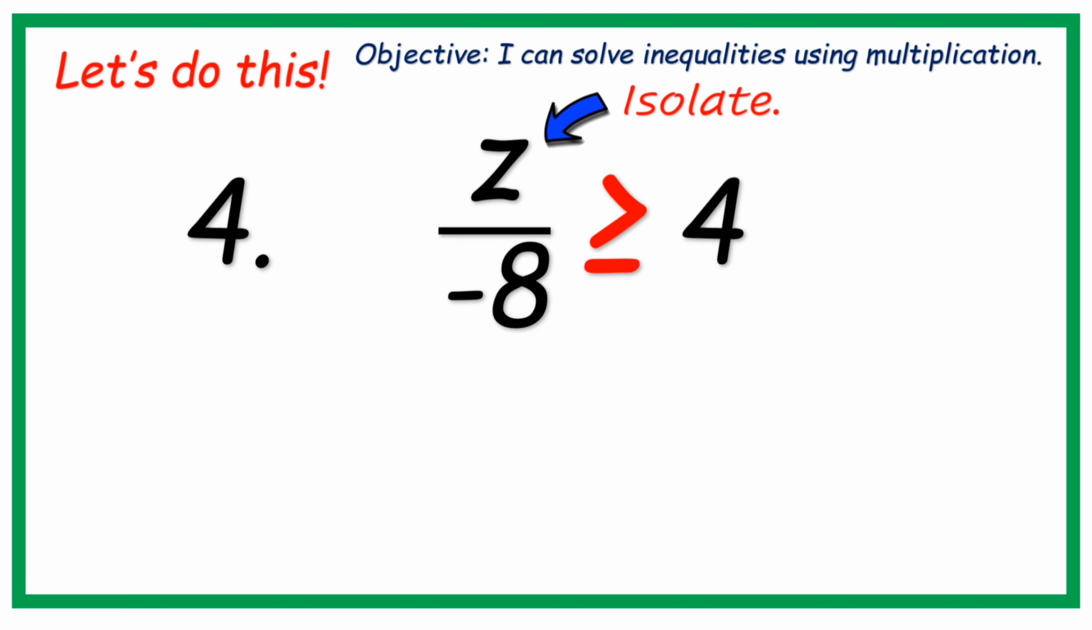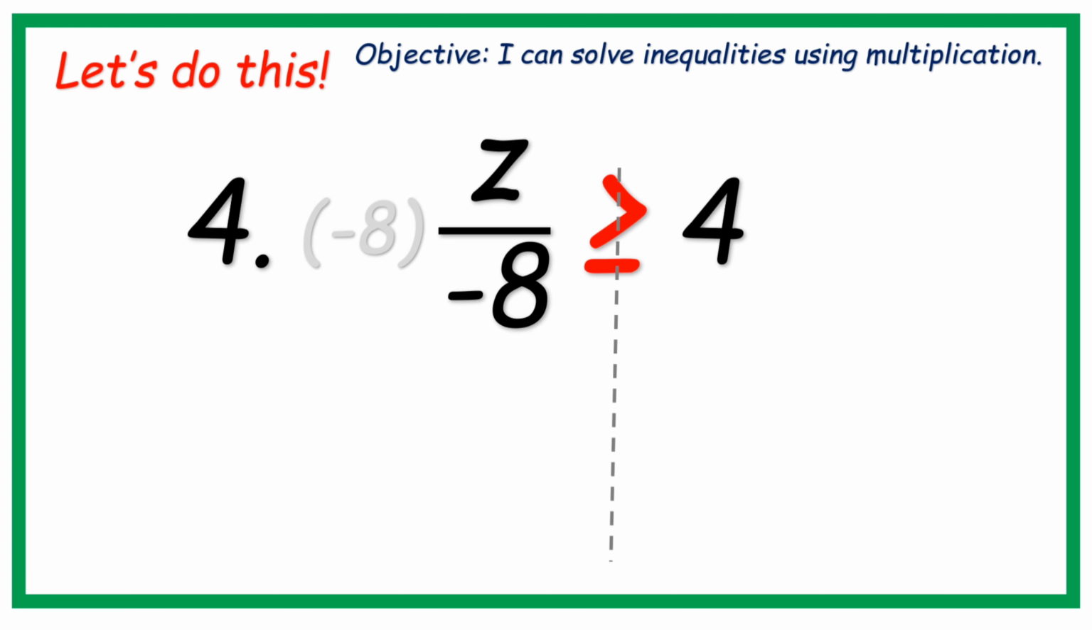Again, isolate the variable. How? By using multiplication. We need to multiply by negative 8. When you multiply negative 8 on the left side, do that on the right side. The inequality sign separates the left and the right. So we need to multiply 4 by negative 8. Negative 8 times z divided by negative 8 cancels the 8, leaving our variable isolated.